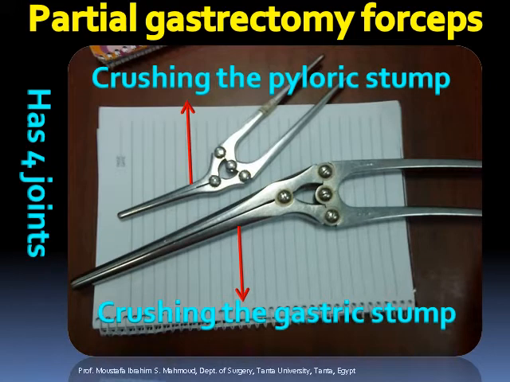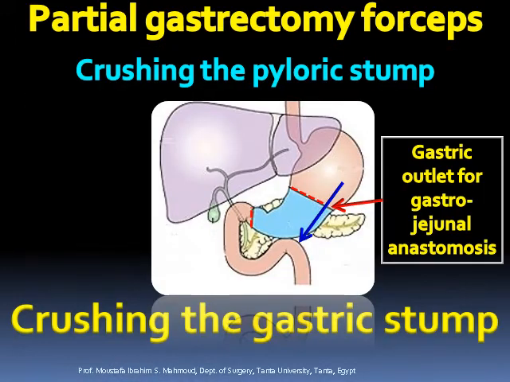Partial gastrectomy forceps, the Payr's clamps, the small one for crushing the pyloric stump and the large one for crushing the gastric stump. It has 4 joints. Partial gastrectomy forceps, crushing the pyloric stump and the gastric stump.